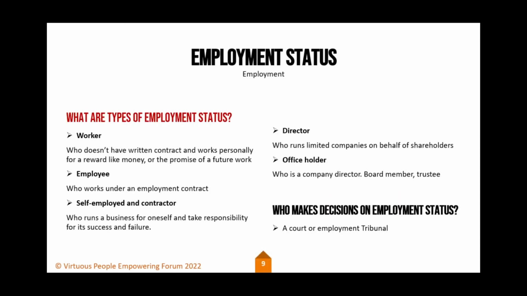Types of employment status. An employee works under an employment contract. A self-employed contractor runs a business for oneself and takes responsibility for its success and failure. A director runs limited companies on behalf of shareholders. An office holder is a company director, board member, or trustee. A court or employment tribunal will make a decision on the employment status.